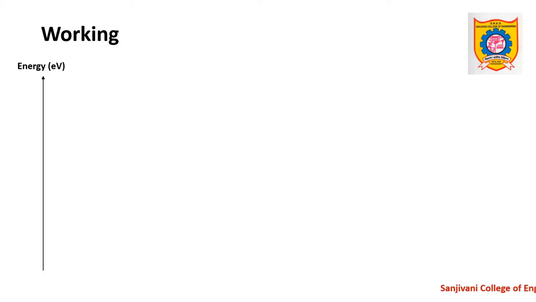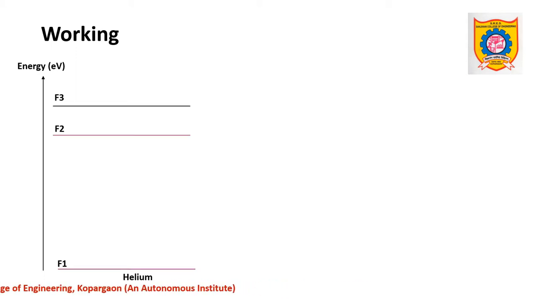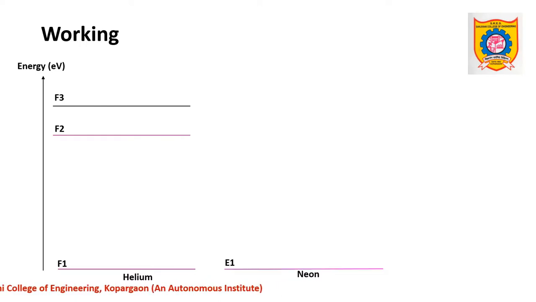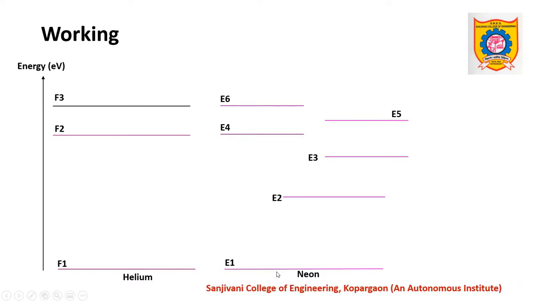So we have this energy axis, and for helium and neon separately the energy levels can be considered. So these are the energy levels for helium as F1, F2 and F3, out of which F1 is ground state and F2 and F3 represent excited states. Now for neon, E1 is the ground state and all the rest, E2 to E6, represent its excited states. Now when the system is off, that means if the laser is not started, the helium and neon atoms will remain in their corresponding ground states.